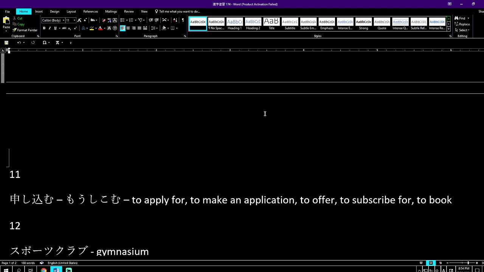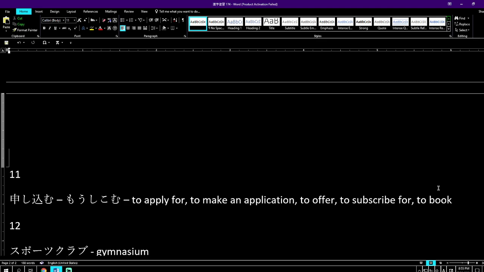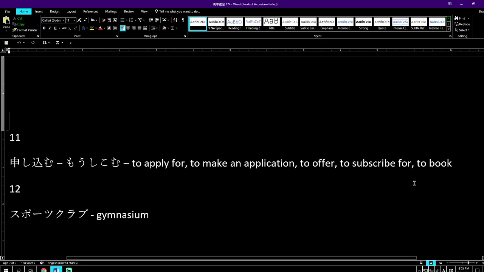Moushikomu. Moushi is to say something, and komu on the right side is kind of to gather in one place or to pack something into one place. So to say that you're going to pack something is to apply for or to subscribe for. It's like you're saying it to pack it in for later. It's going to be hard to remember. This is going to have to be one of those memorizing onlys.